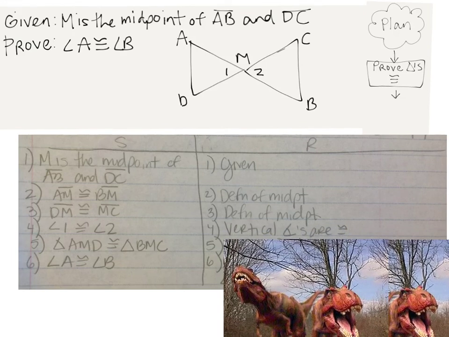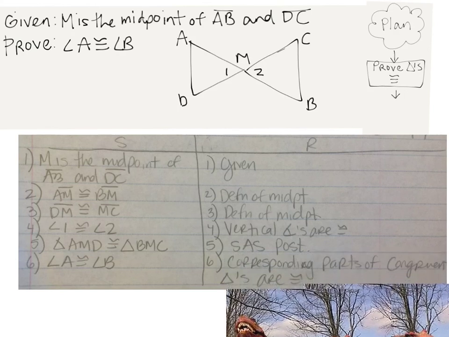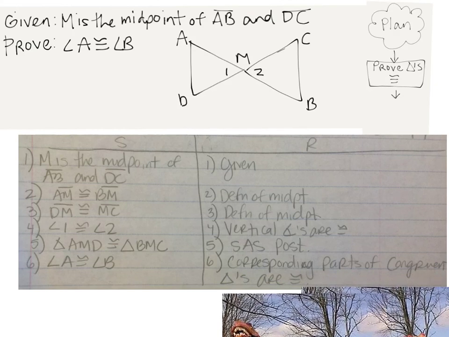Now, triangle AMD is congruent to triangle BMC by the side angle side postulate. Remember we said side angle side. And last, angle A is congruent to angle B, and this is the part you have to write out. You can't use the abbreviation. Corresponding parts of congruent triangles are congruent. Of course, you can abbreviate with the triangles and the congruent, but you'd have to copy that whole thing. All right, go bring that back to your group.